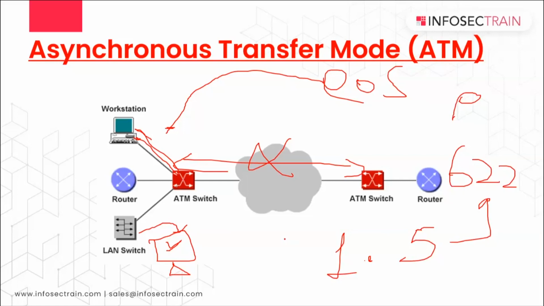Again, ATM uses virtual circuits to establish the connection. Once the connection between the devices is established, it will be used by the sender and the receiver to transmit the data. Also, ATM offers multiple classes of service that prioritize the traffic based upon its importance. So that is what we call ATM, asynchronous transfer mode.